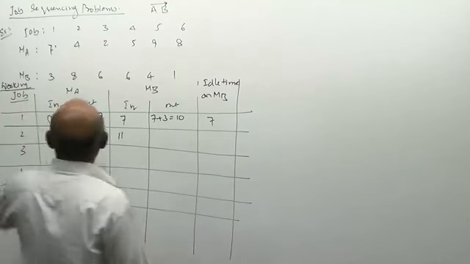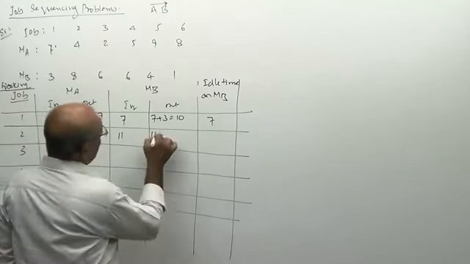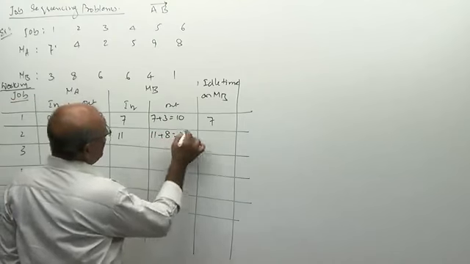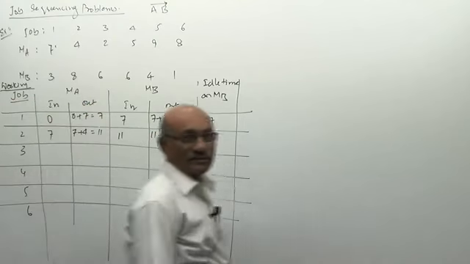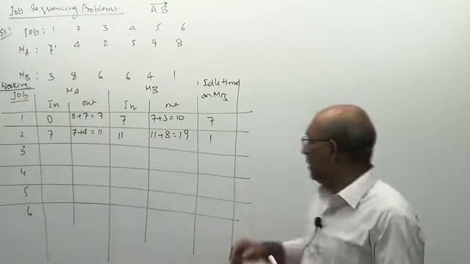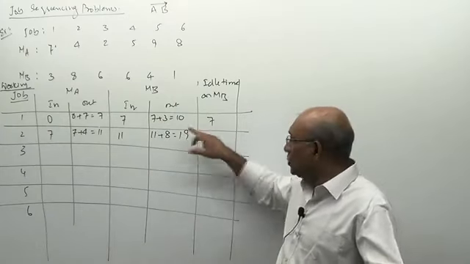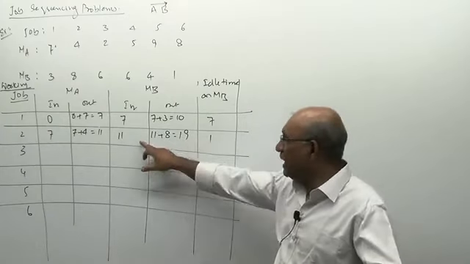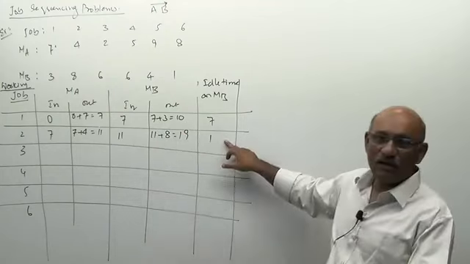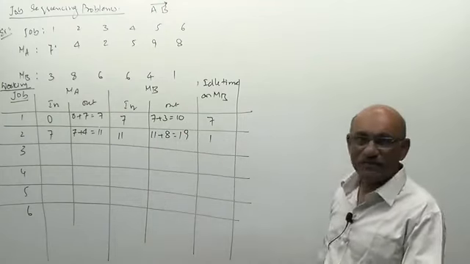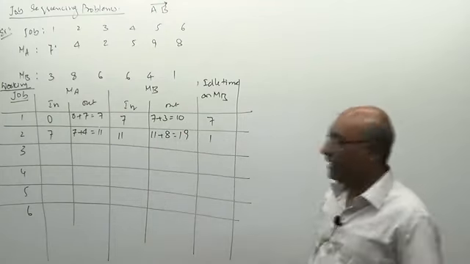And how many hours will it take, sir? 8 hours it will take. 11 plus 8 is 19 hours. So at the end of the 19th hour, machine B is free from job number 2. So from the end of the 10th hour to the end of the 11th hour, 1 hour, machine B has to sit idle.